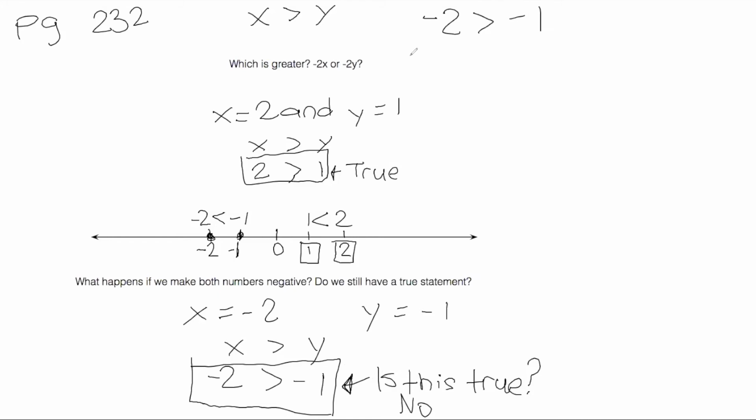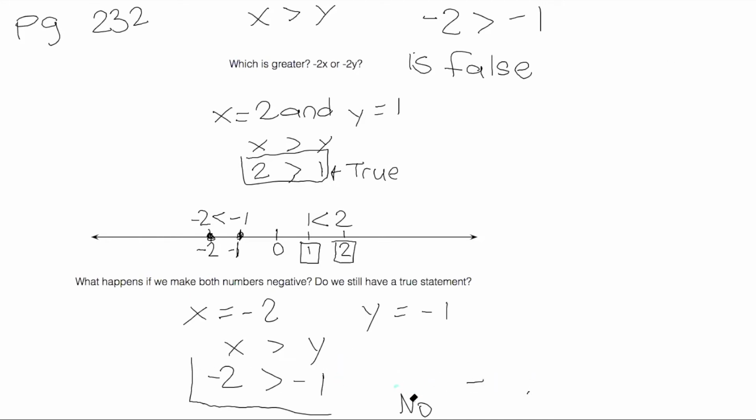So we have to find another number. Not necessarily. There's something easier we want to do to make this true. All we need to do is flip the sign. So instead of writing -2 is greater than -1, we're going to flip the sign and make it -2 is less than -1. I said it wrong before, but I meant to say that -2 greater than -1 is false. So we flip the sign, and now it's true. This right here is a true statement.